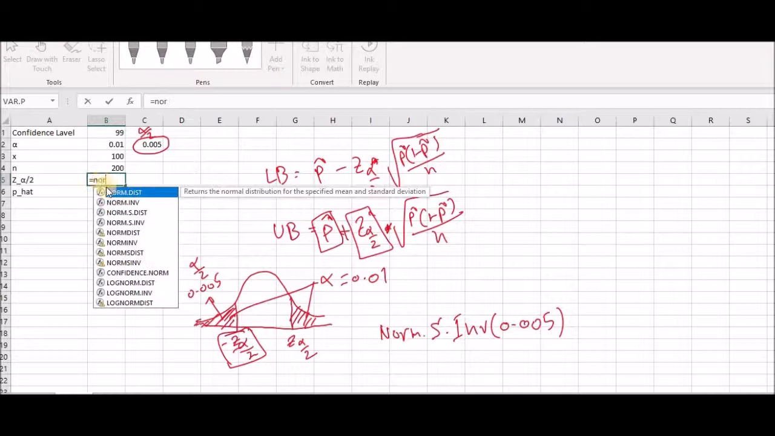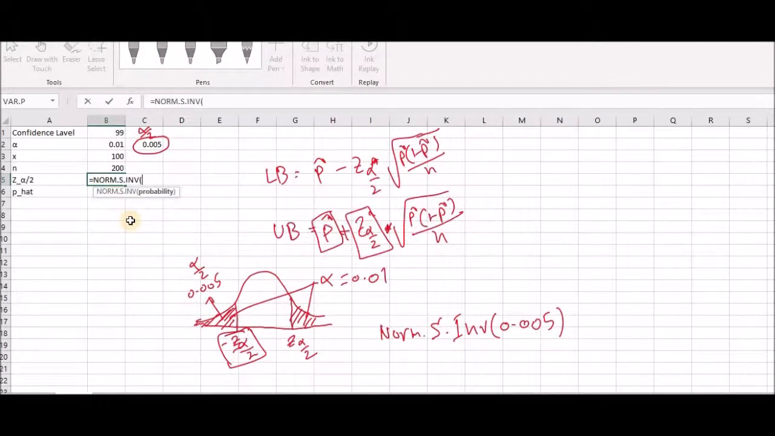NORM.S.INV of 0.005. And that is the negative value. All I have to do is just to multiply it by a negative. So I'm going to put the negative in front of that. Now I have the positive value, and that is what I'm looking for.